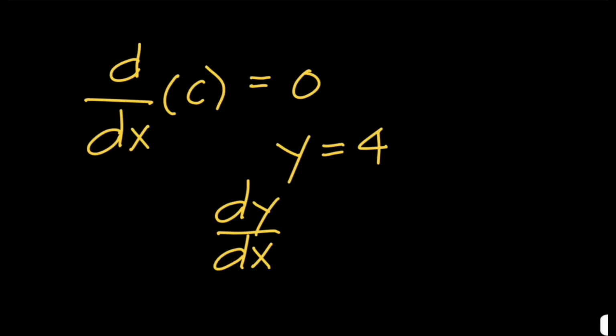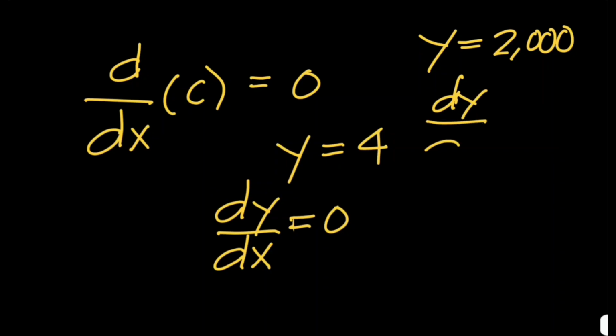How about when y is equal to 2000? Right, so the derivative of y with respect to x is still equal to 0. So no matter how small or big the number is, when it's a constant, the derivative of that is equal to 0.